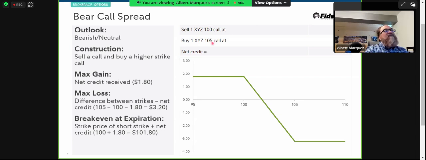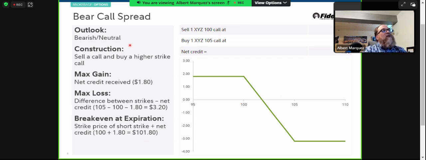Of course, once again, this is a $5 spread. So that means that our maximum loss will be that $5 less that 1.80, which of course is $3.20. So again, with the spread, we've got the ability upfront to know what we stand to gain and potentially what we could lose. So it does make it a little bit easier from a risk management standpoint. The break even this time is going to be that strike price of the short plus the net credit. So we're short the 100, right? We add the $1.80, and so our break even is 101.80.